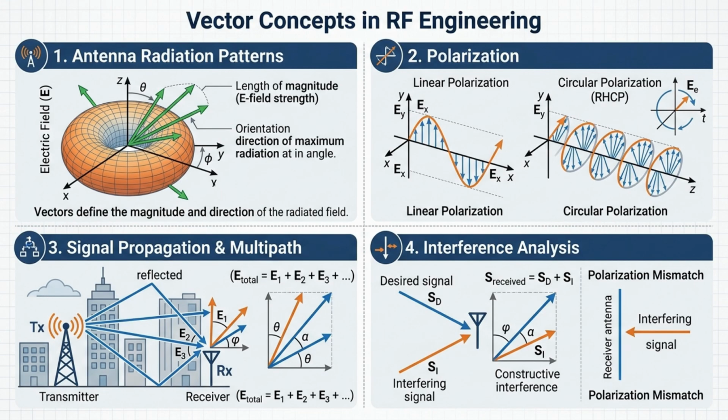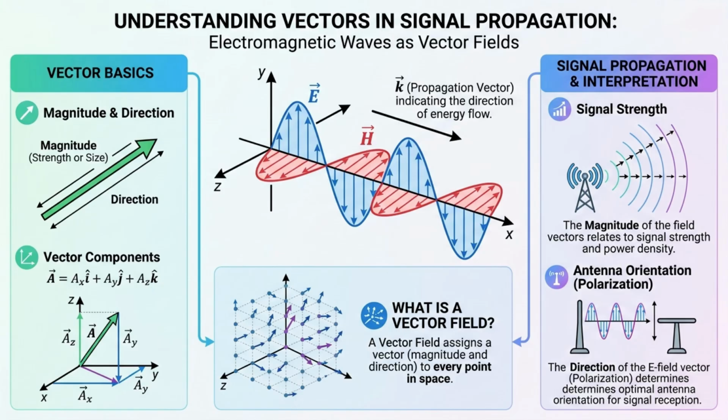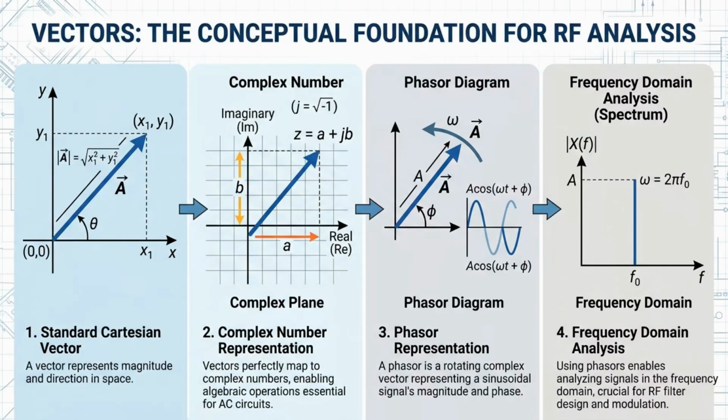In RF engineering, vector concepts are used in almost every area of signal analysis. Antenna radiation patterns, polarization, signal propagation, and interference analysis all rely on vector representations. For example, electromagnetic waves themselves are vector fields, meaning they have both magnitude and direction in space. Understanding vector basics is therefore essential for interpreting how signals propagate through physical environments. Vectors also form the conceptual foundation for more advanced tools such as complex numbers, phasors, and frequency domain analysis, which will be used extensively in later RF topics.